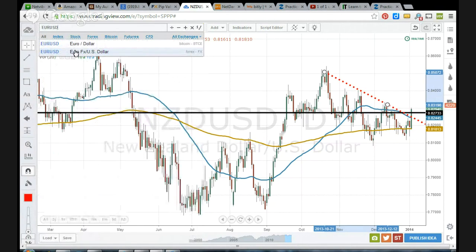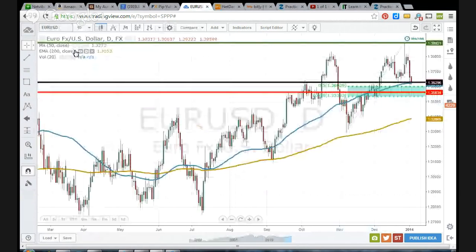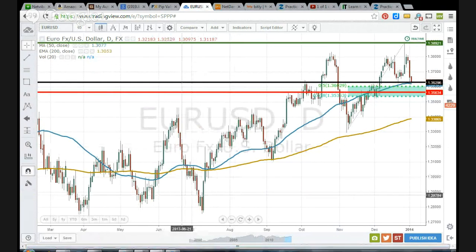And here we go. Okay, so yeah, enter here at the black line, stop at the red, target this green. Okay, that's about it. That's the daily Forex chart review.